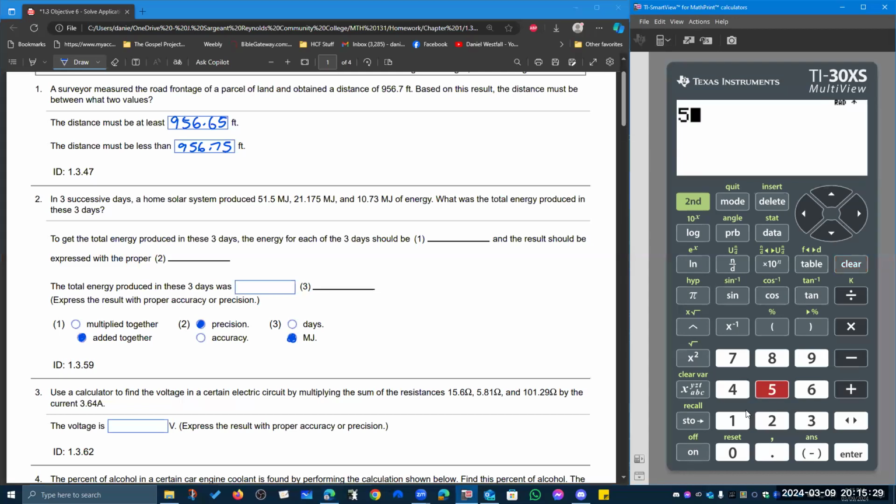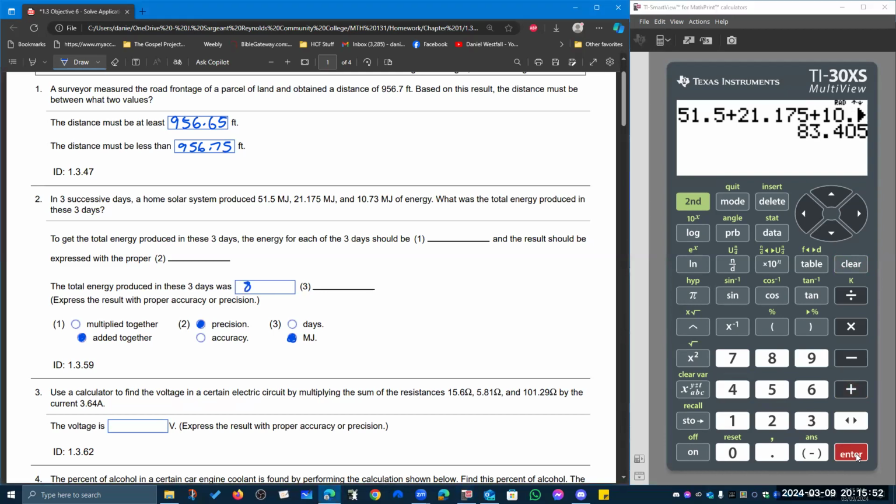So 51.5 plus 21.175 plus 10.73. And the least precise is the one that's only measured to the tenths position. So we're going to round to the tenths position. We're going to get 83.4 megajoules. This was added. This was precision.